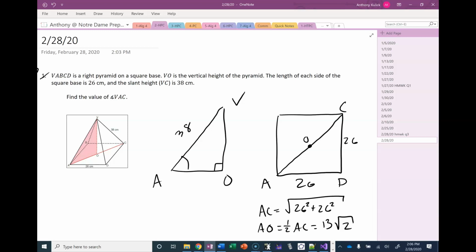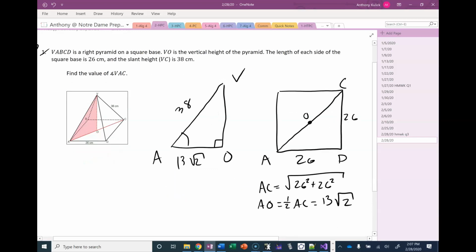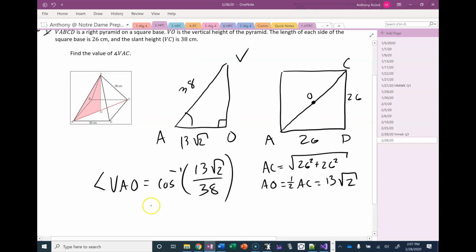What would that have been, like 20-ish, 19 something or another? Oh, I did that. Okay. So that's 13 square root 2. And now to solve for this angle, I'm going to say that angle VAO is equal to cosine inverse of adjacent over hypotenuse. And when I type that into my calculator, I should have gotten the 61.07 that I quoted as the answer. Okay with that, Bella? Yes, thank you. Sure, no problem.